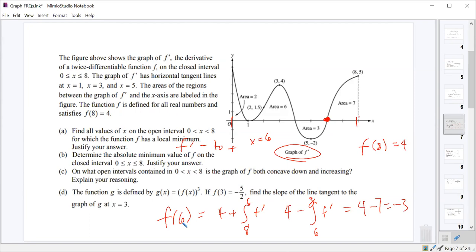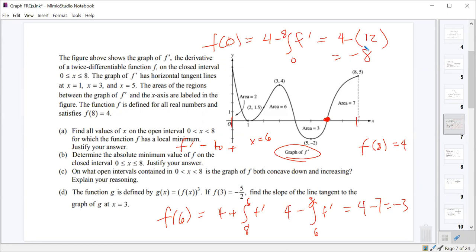And then it could also be potentially at 0, so f of 0. This time I'm going to write 4 minus the integral from 0 to 8, because we're going to have to flip it anyway. So it'll be 4 minus the integral from 0 to 8, which is 2, plus 6 is 8, minus 3 is 5, plus 7 is 12. So we end up with negative 8. So our absolute min should be at 0.